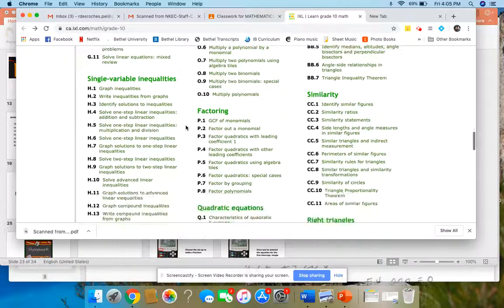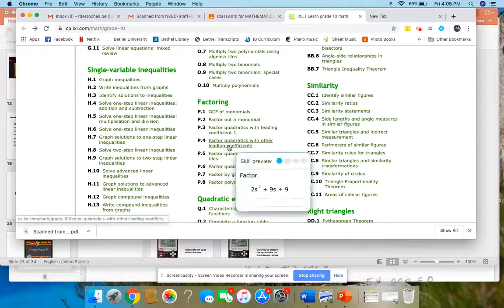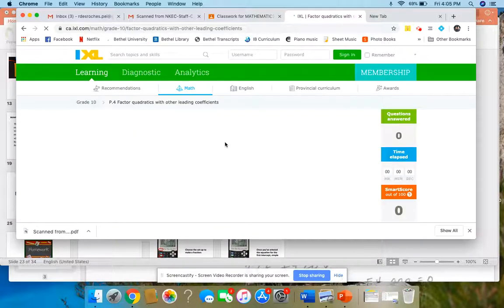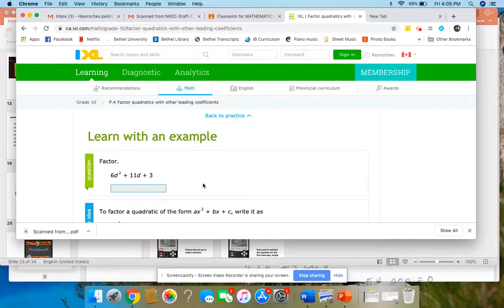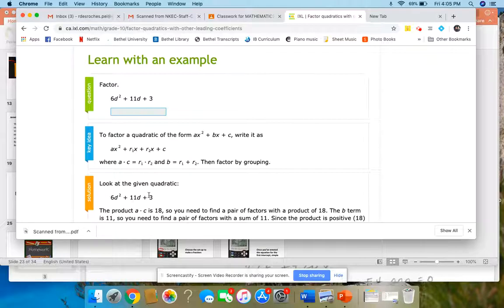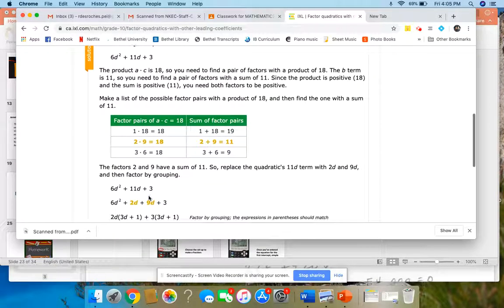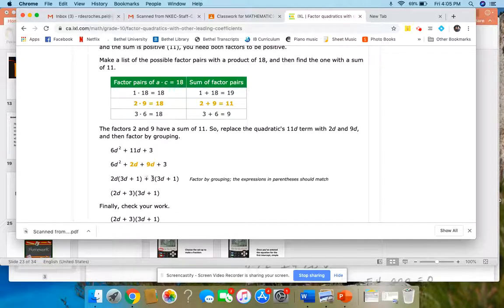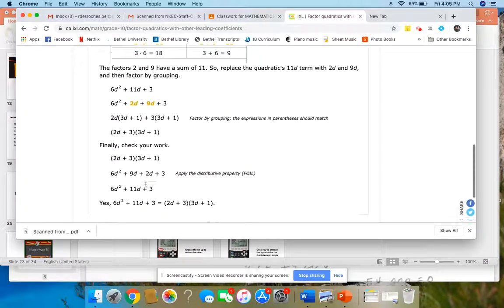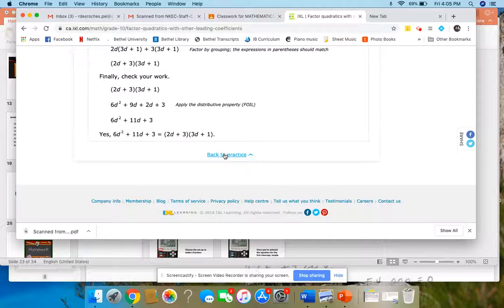Also, you've got factoring down here. Some of the ones that are a little trickier might be factoring quadratics with other leading coefficients. If you were to do this one to start off with, you're going to need some time to break it down into the split terms in the middle before you're going to be able to answer your question. That's totally fine. Take as much time as you want. They even offer to help you learn with an example. So to factor this one, you're looking at different things, and here you'll see them breaking it down into the split middle term. It gives you lots of chances to be successful with this.